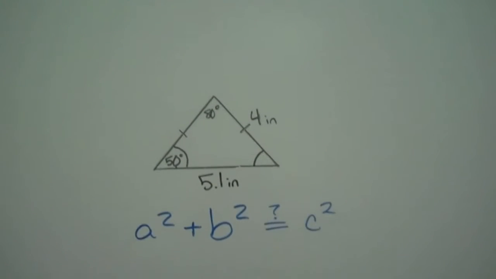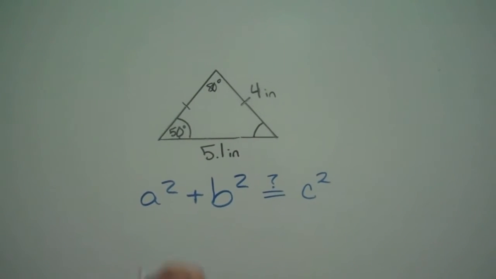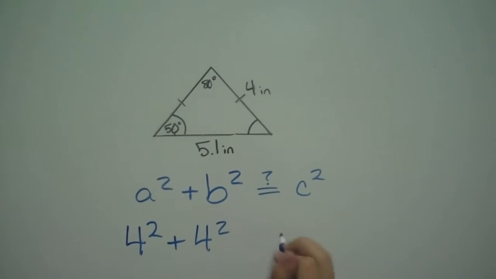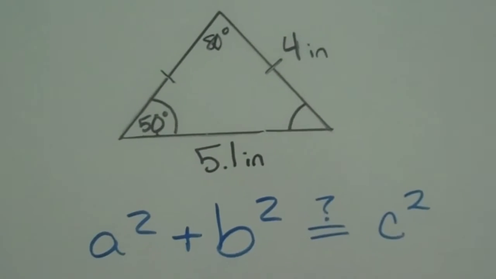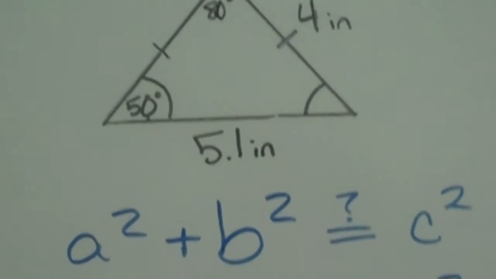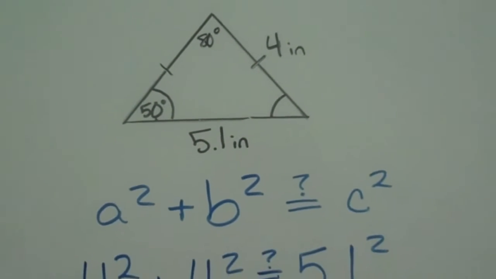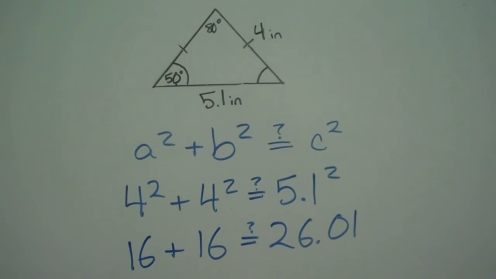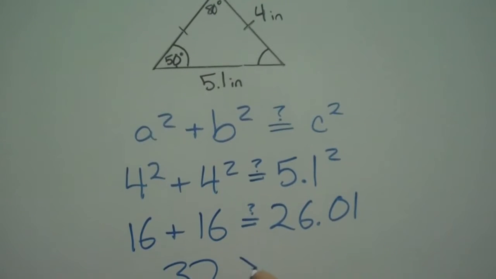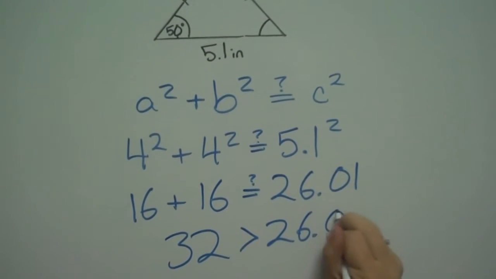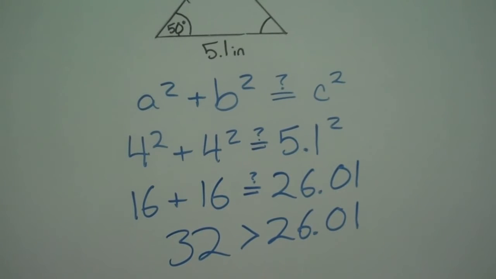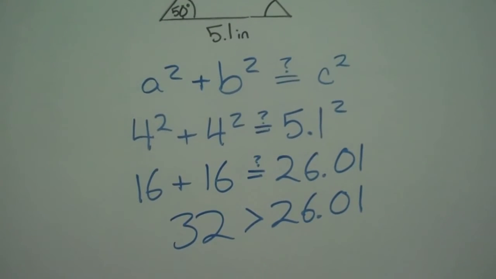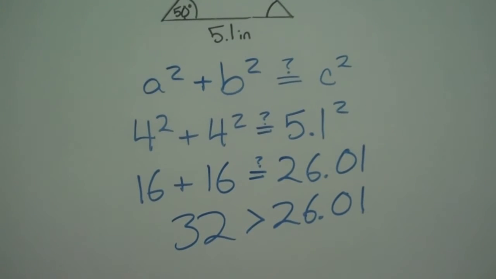Let's see this same method with an acute isosceles triangle. This acute isosceles triangle has angle measurements of 50, 50, and 80 degrees, and side lengths of 4, 4, and 5.1 inches. Side A and B are both 4 inches, and side C is 5.1 inches. After solving this equation, we know that 32 is greater than 26.01. So, we know that a squared plus b squared is greater than c squared.